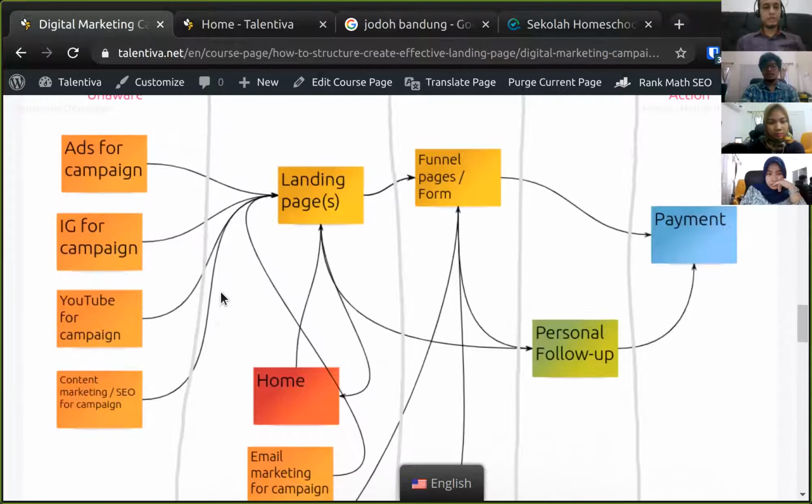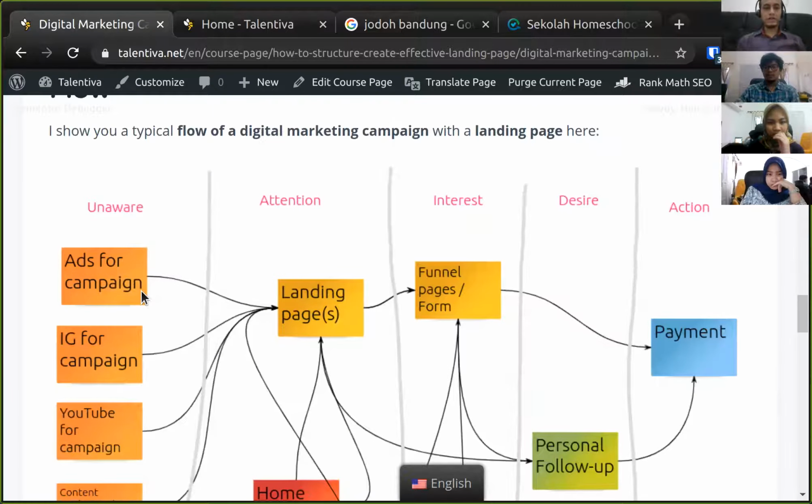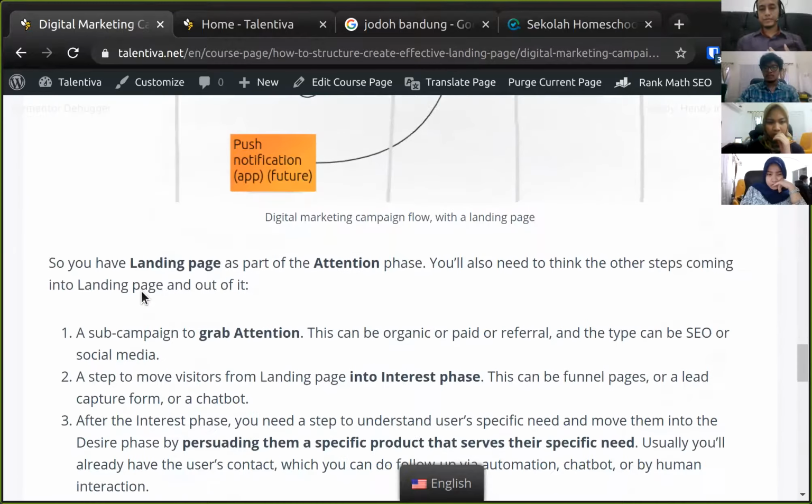Basically, each campaign might be different. Depending on your target audience, for example, a lot of the people here are from LinkedIn, like Talentiva's self-employed handles. So maybe you don't need to have a campaign on Instagram or on TikTok. So let's focus on LinkedIn first for the unaware phase. And then from LinkedIn, we bring that person to our website and then flow to the next steps.